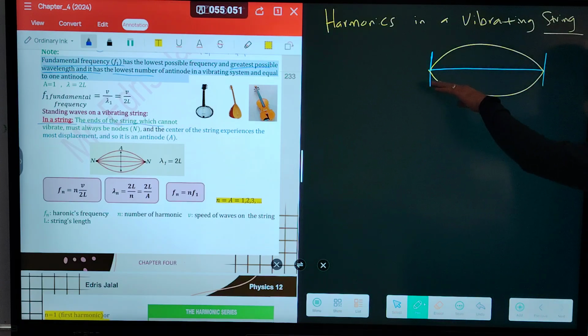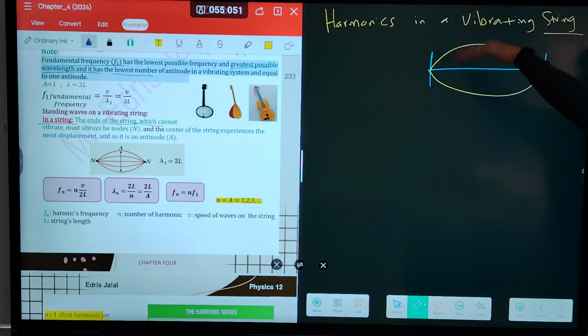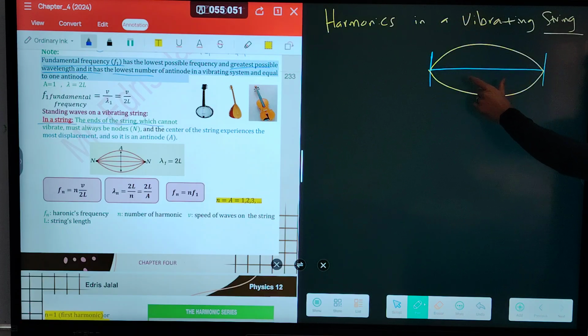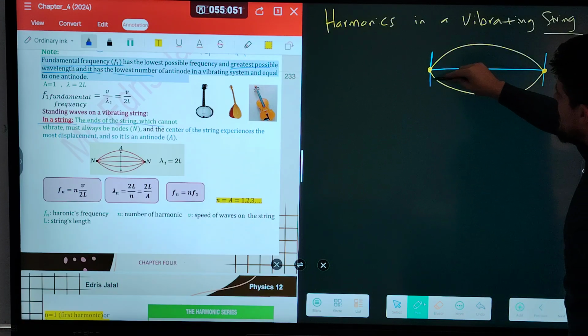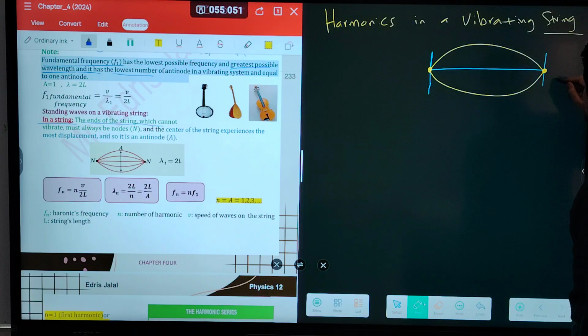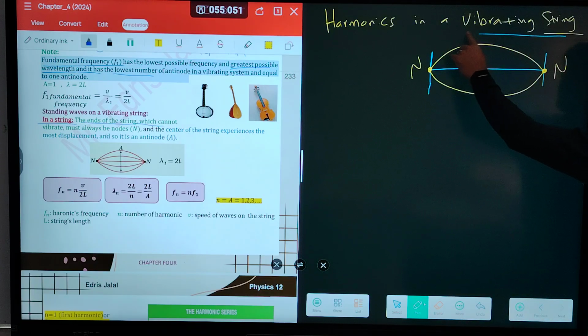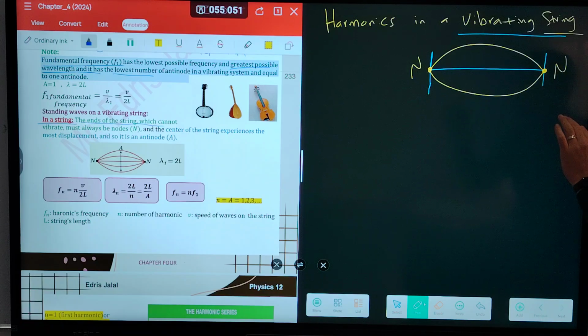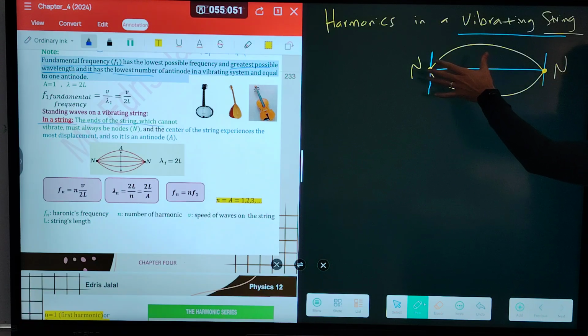Okay, what is this figure? This is a string. After vibrating the string, we can produce 1 antinode and 2 nodes. The two ends that are fixed at both ends, the two fixed ends, are called what? Node. Node and node.